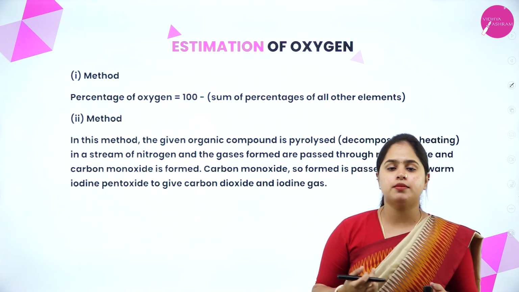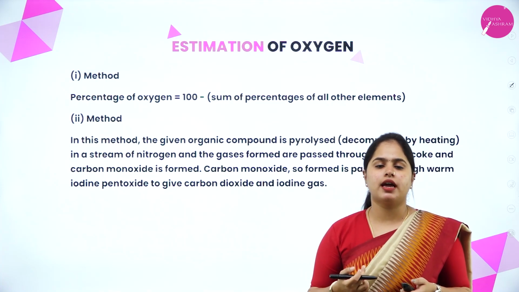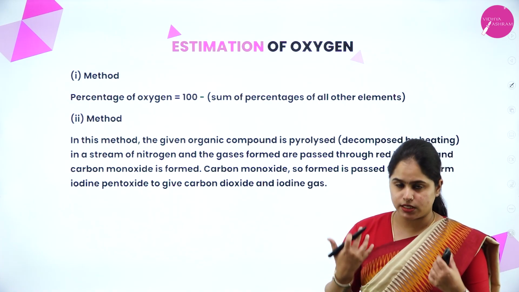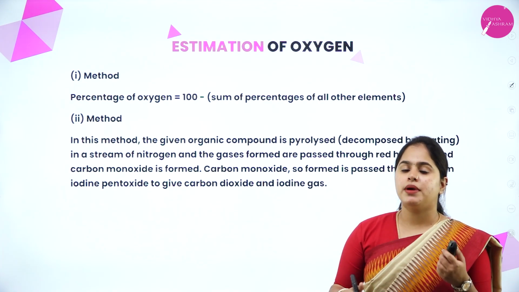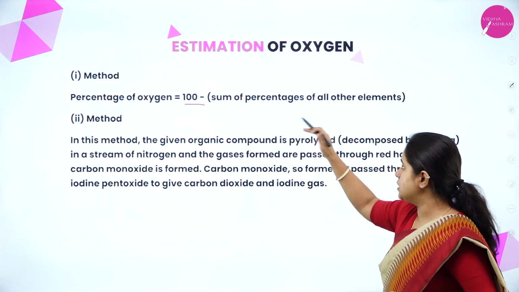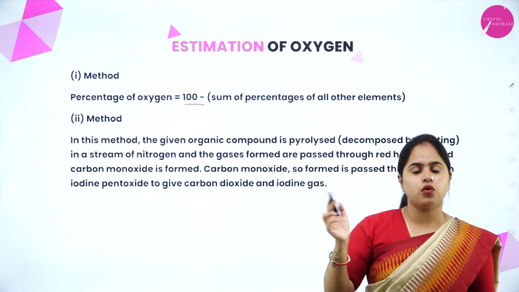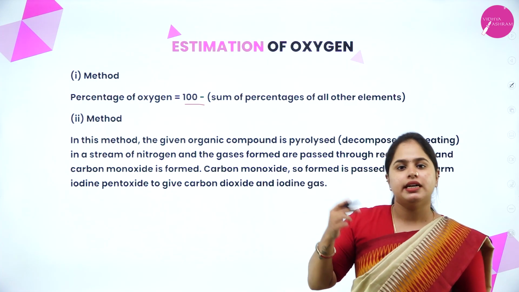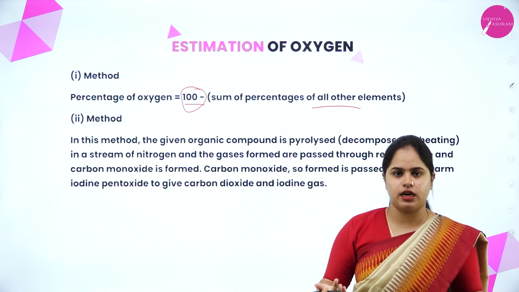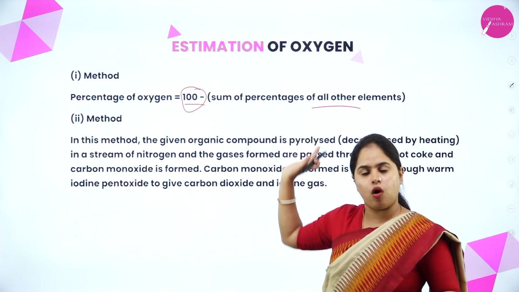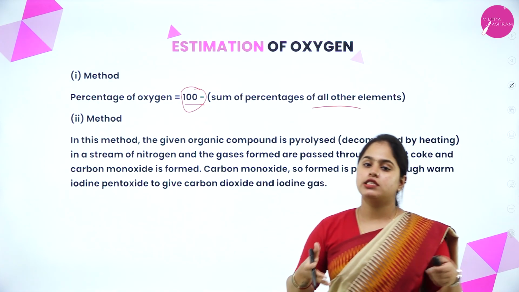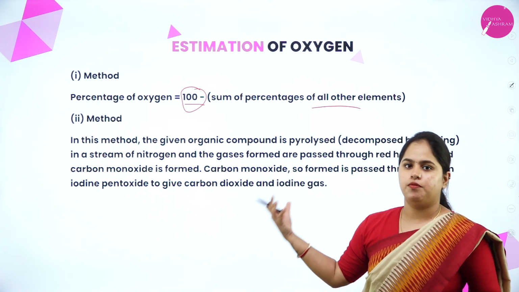Now let's move on to the estimation of the last element, that is oxygen. Even this can be done with two methods. The first one, the general method, is by taking the difference: the percentage of oxygen can be determined by subtracting the sum of the percentages of all other elements from the total percentage composition. So after calculating the percentages of all other elements, take the sum and subtract it from 100. That gives the percentage of oxygen. This is the general method, or we can also calculate it separately, which is what we are going to study now.